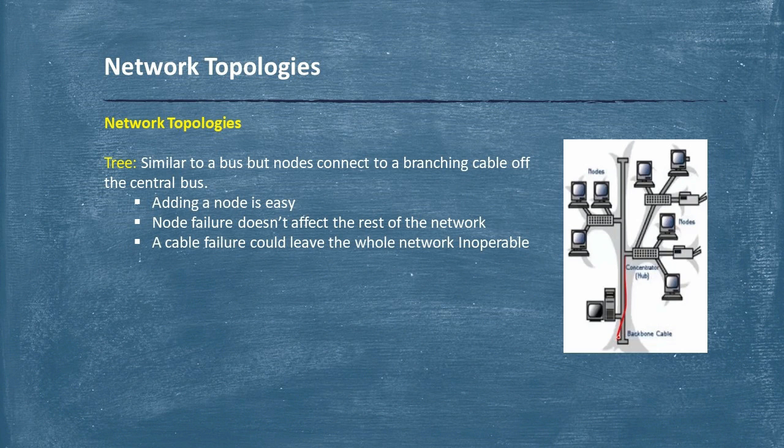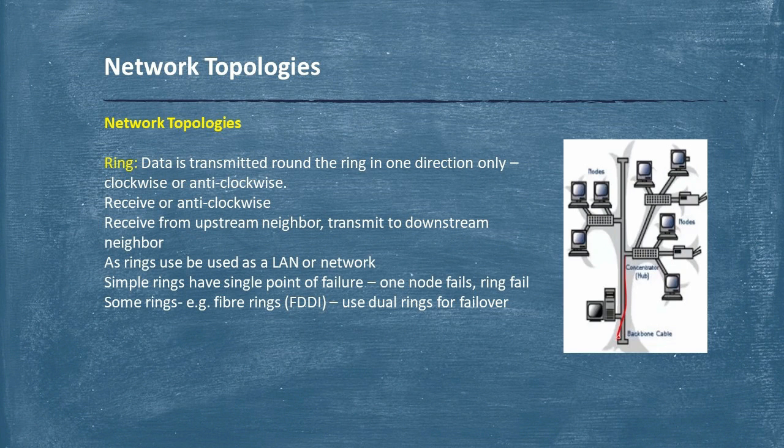Then the tree topology. It is like this, one central cable similar to the bus, that is the central one, but the nodes connect to the branching cables of the central bus. This is the branch, which connects to the central. Adding nodes, again, here it is easy. Node failure doesn't affect the rest of the network here. A cable failure could leave the whole network inoperable, similar to the bus topology.